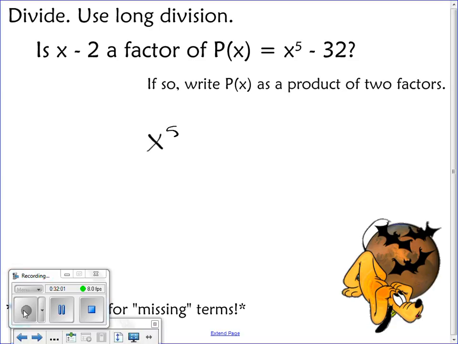So x to the 5th minus 32. We're dividing by x minus 2. Shh. Damien.